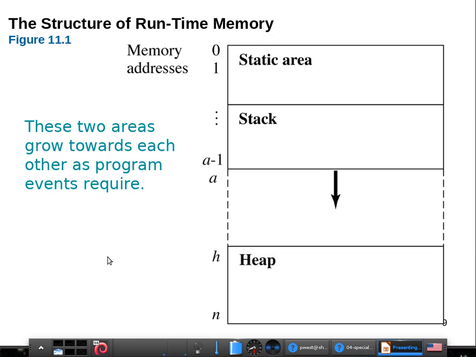Great. Here's the picture that I drew on the board. There's the static area up top, there's the stack, and there's the heap. They start at 0 and go to n, and this is a common way to look at it. The reason we're doing this picture is because this is the model of memory that the C programming language and almost all programming languages work with.